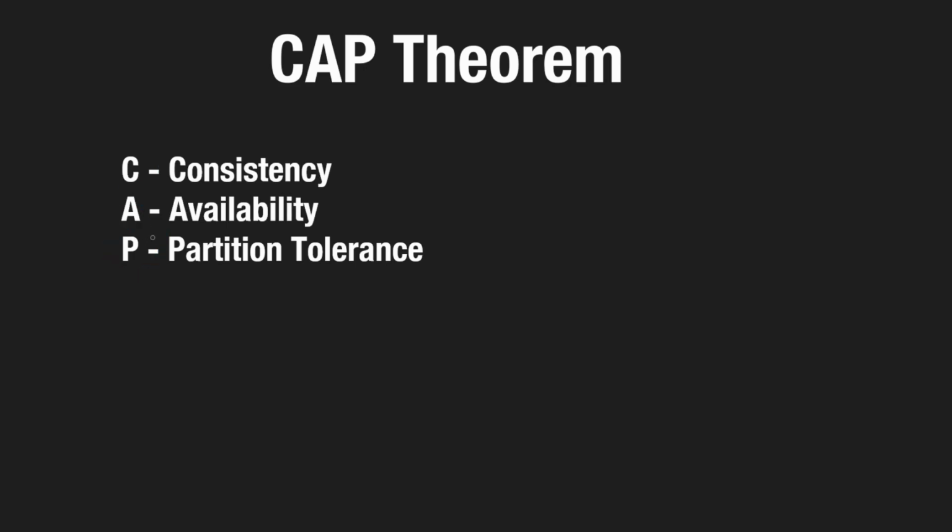The problem is that P is actually implied. It's always going to be a part of our choice. So the real theorem is that P is guaranteed and we are allowed to choose either C or A. That's the most we can do.